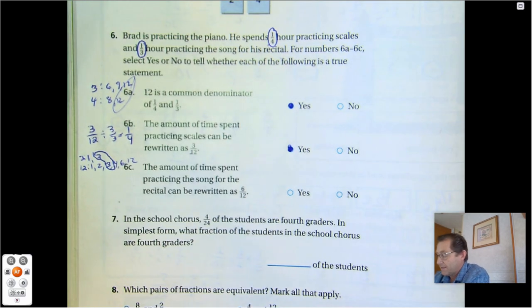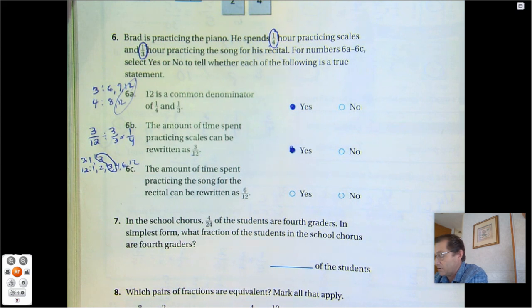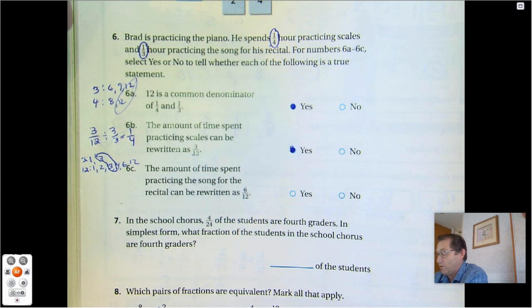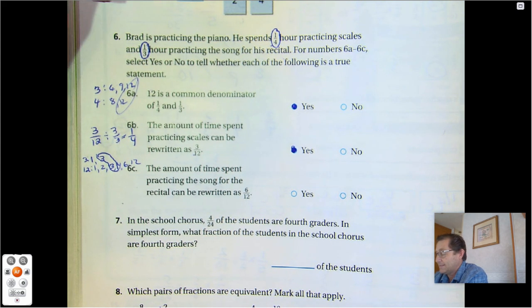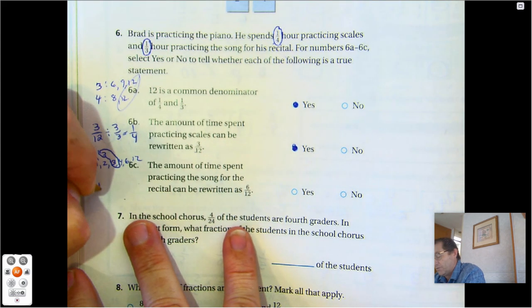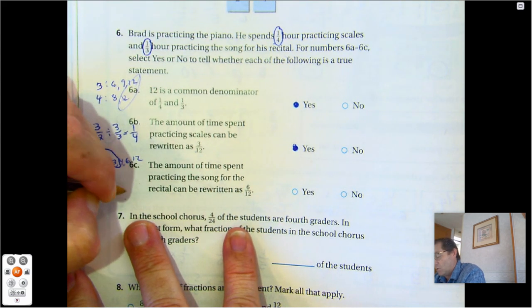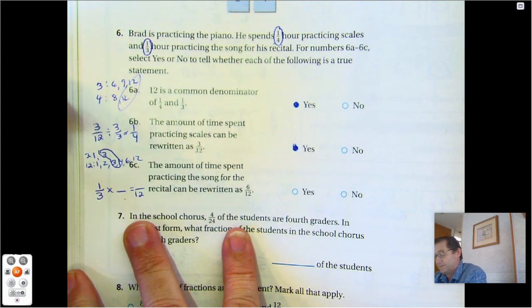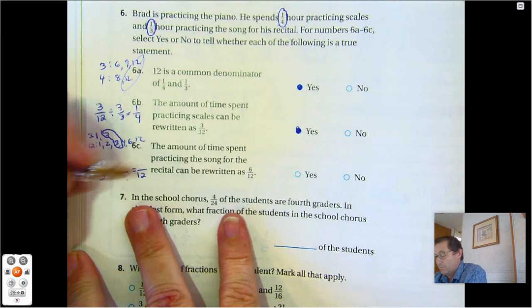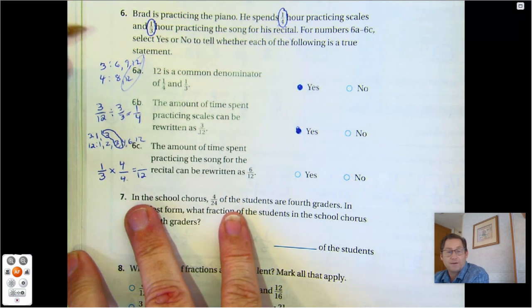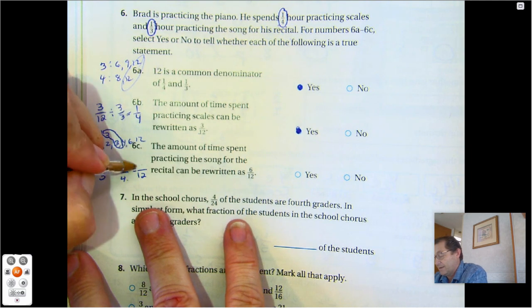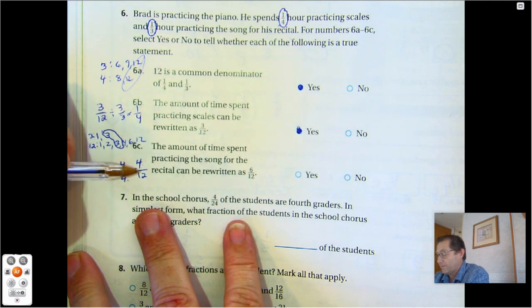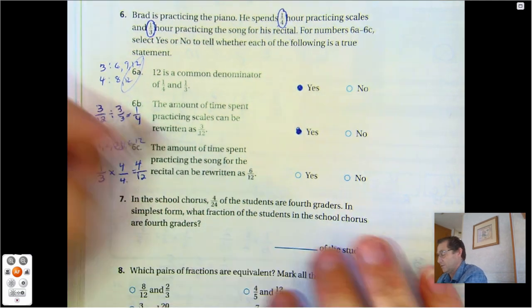The amount of time practicing the song for the recital can be rewritten as 6/12. Practicing the song for his recital, 1/3 times what would give me 12ths? Well, if I multiply both of them by 4, I could turn the thirds into 12ths. And that would give me 4/12. 4/12 is not 6/12, so no.